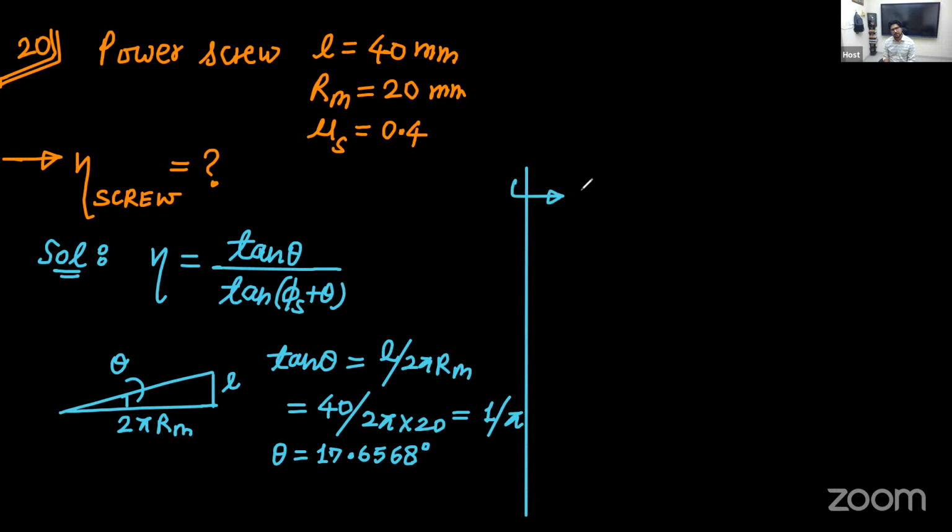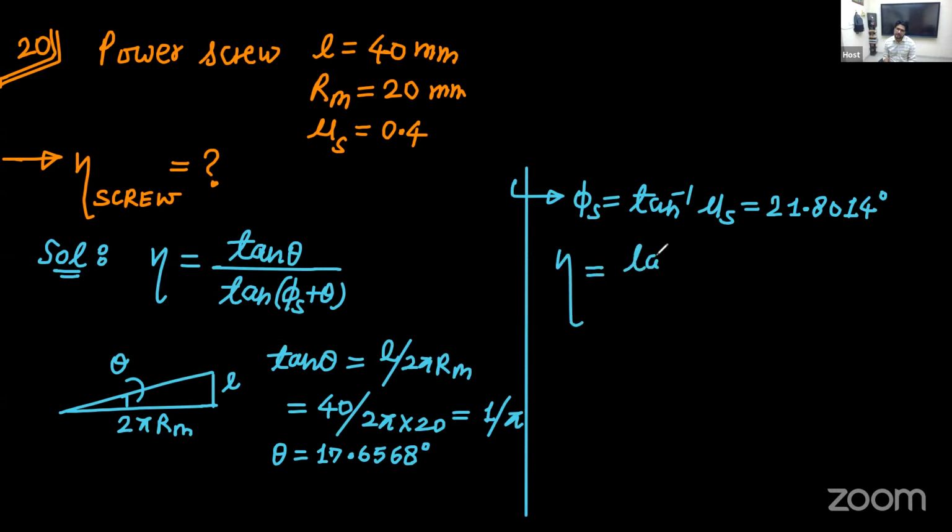And now let us calculate the phi value. Phi value is calculated as tan inverse of mu s, and mu s is given as 0.4. So phi s is 21.8014 degrees. Now I can go ahead and calculate the efficiency.